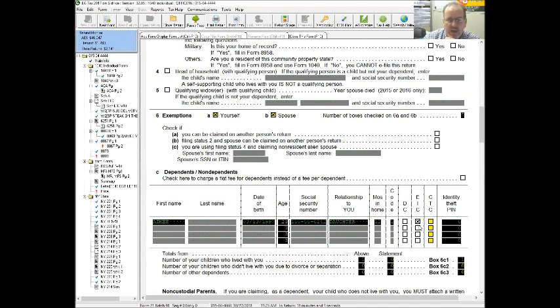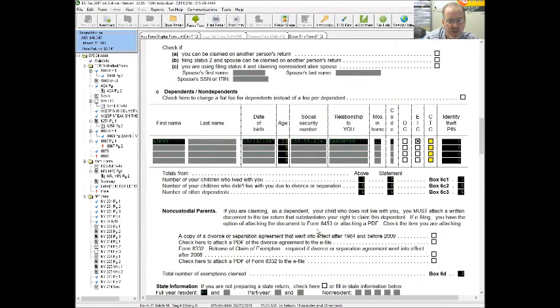Okay. The EIC here, I always want you to check that box. If you notice, the child tax credit box on the right is not checked because she does not qualify. She is 20 years old. So she does not qualify for the child tax credit because she's over 17.